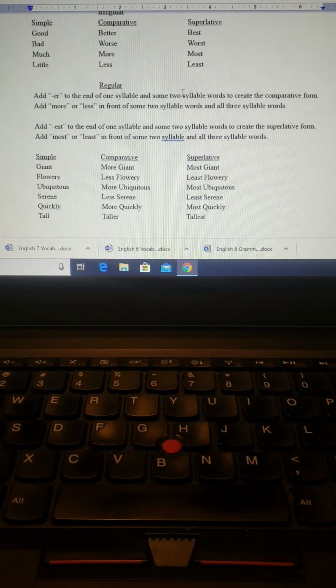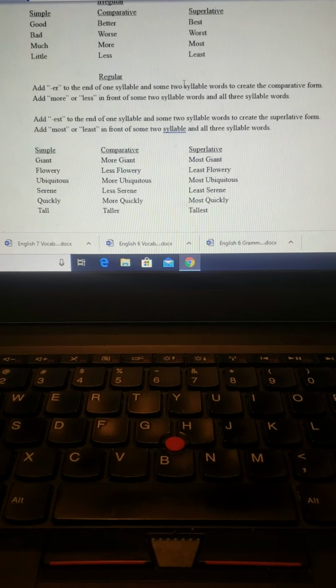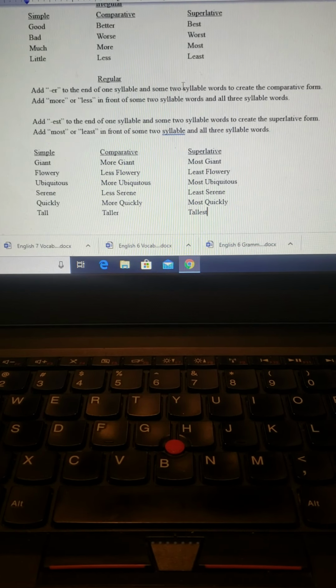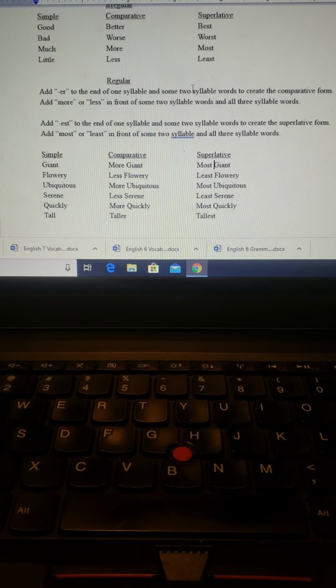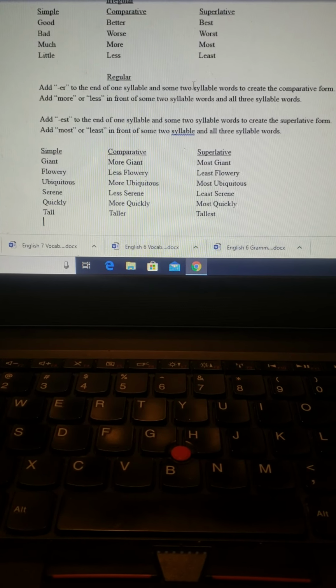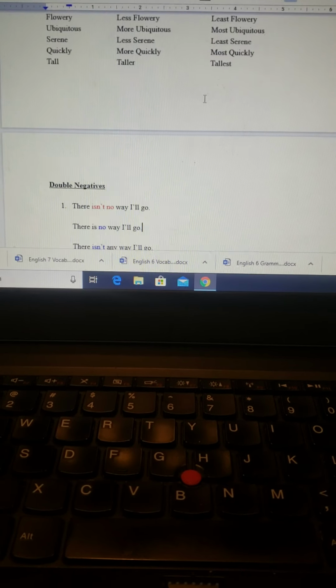Some of you get it better from looking at a book. That's fine either way. Whatever helps you the most is fine with me. But this is just some examples. I'm not going to spend too much time on it because I talked about it a good bit a couple days ago. So double negatives is what we're doing today.